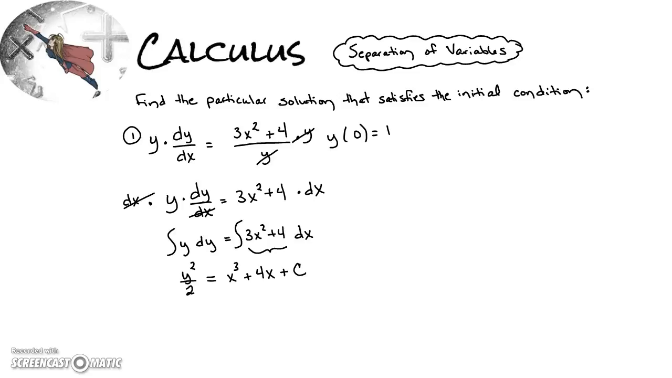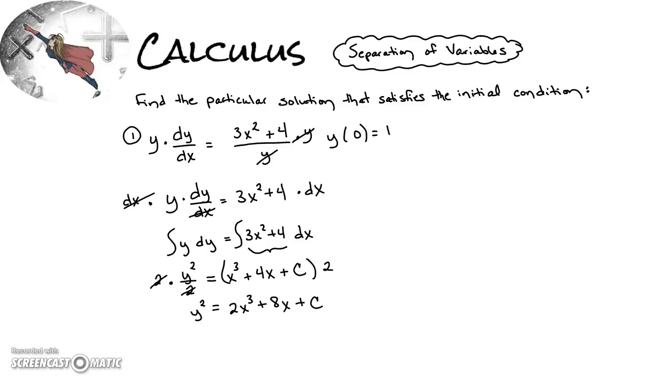So now we're going to get y alone. So we'll multiply both sides by 2. So over here, this gives me y squared equals, and I can distribute this 2, so 2x cubed plus 8x. Now here's the other thing. Plus 2c. c is a constant. If you multiply it by 2, that still gives you a constant. So instead of writing plus 2c, let's erase that, you can just write plus c because 2c, c, still constant.